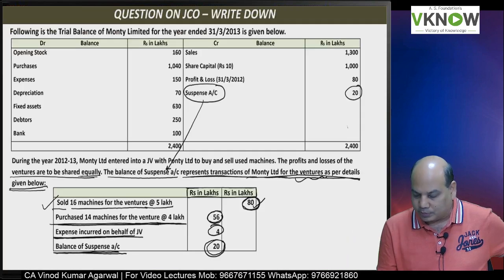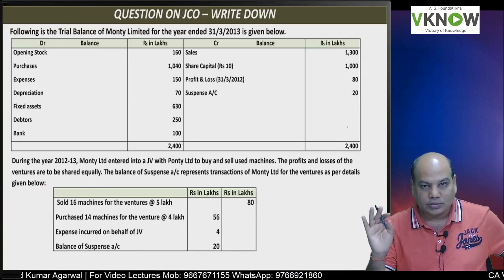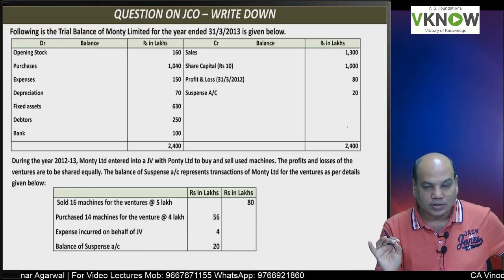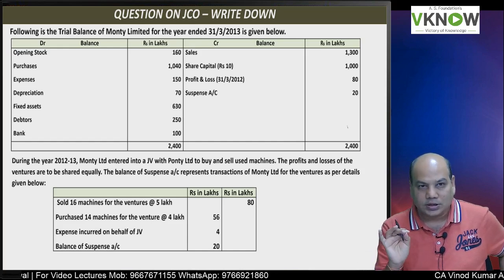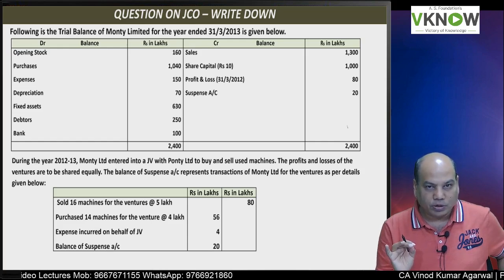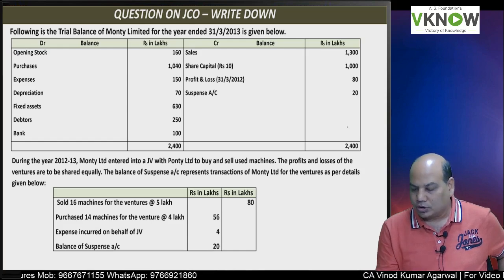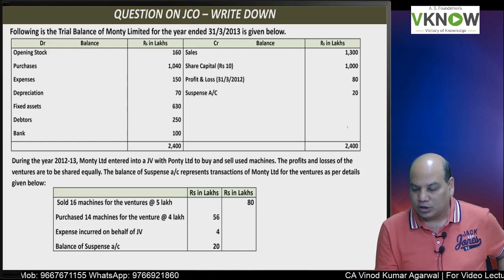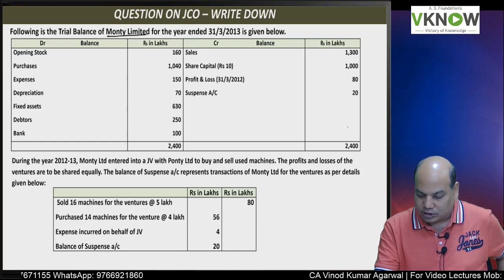So let us read the problem again. Hopefully you have written. If you are not able to write, stop the video for a second and then you can copy whatever you want to write. This is one of the very important questions of this topic for understanding and for exam purpose. So the question I will read, following is the trial balance for the year ended 31st March 2013 of Monty Limited.